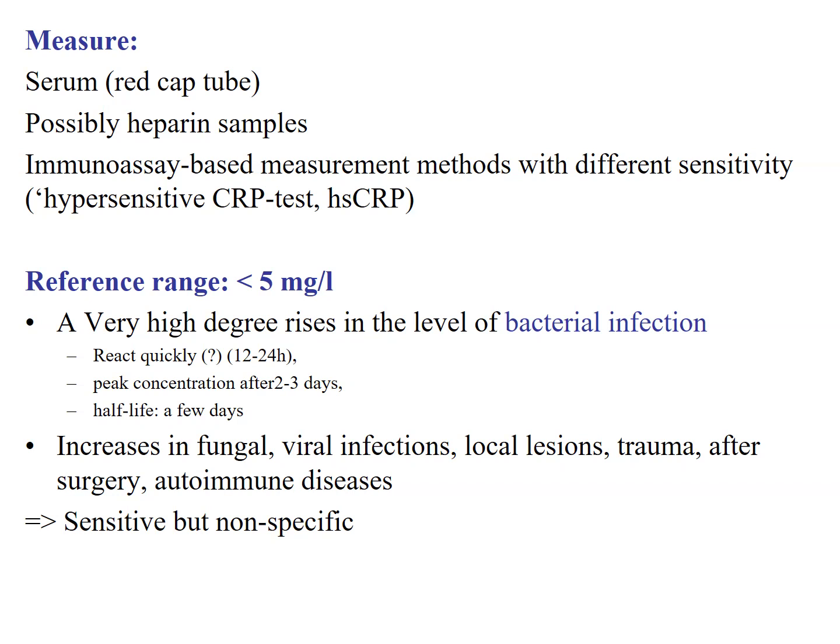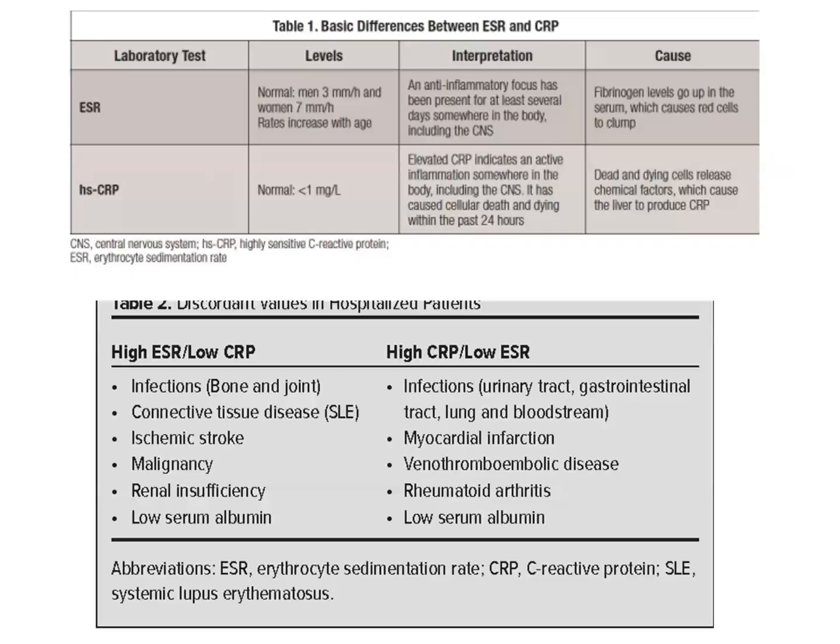And we know that this level will increase during fungal and viral infections, but also after local lesions, or after trauma, or after surgery, or sometimes during autoimmune diseases. And because of this knowledge, we have to underline that it's a very sensitive but non-specific parameter for acute sepsis.